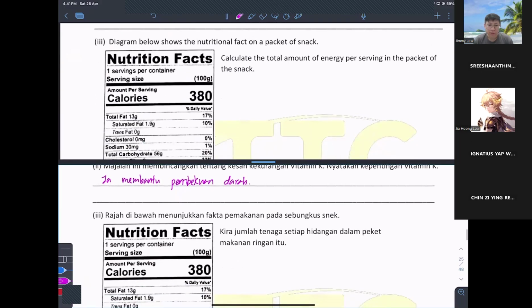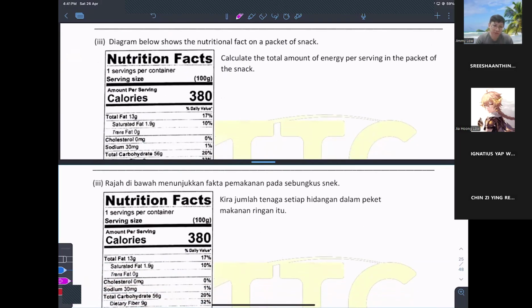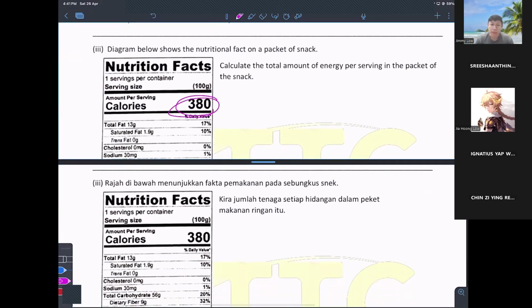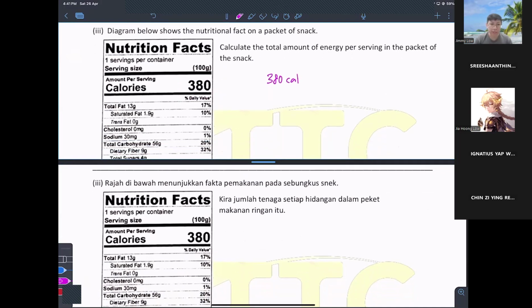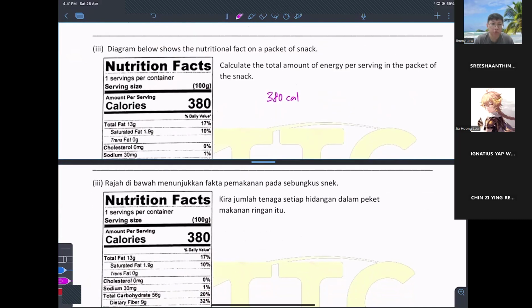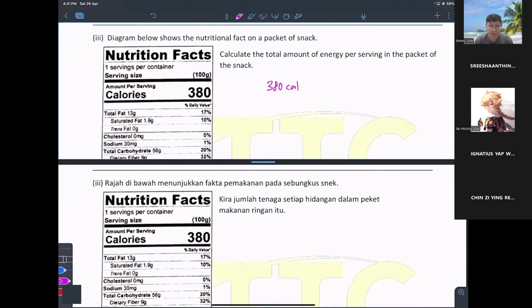So, question 3 says the nutrition facts are shown. She asks you to calculate the total amount of energy in this packet of the snack. Actually, the answer is already given: amount per serving, calories is 380. So what you have to do is just write it down, calorie. That's all. No need to do this thing or that. Even though the question asks you to do a calculation, the answer is already given. Just copy and paste.